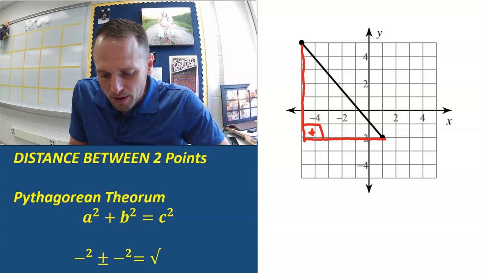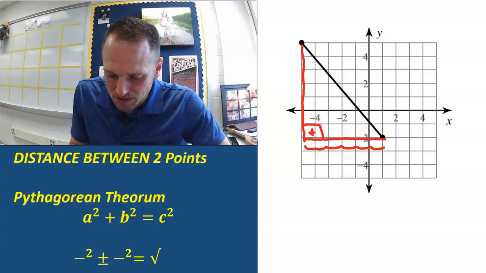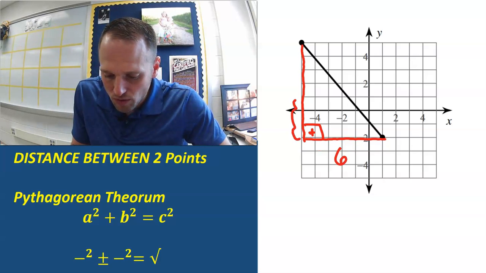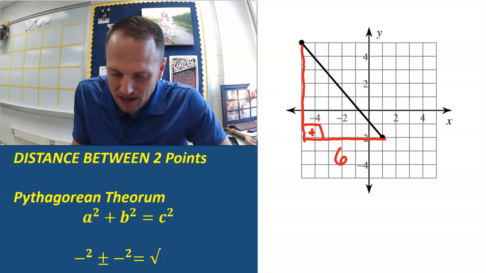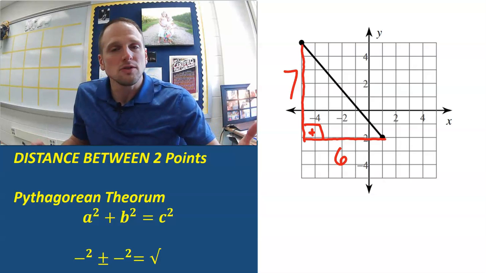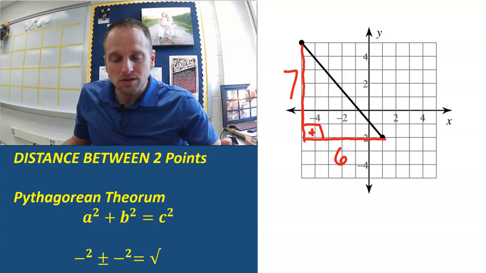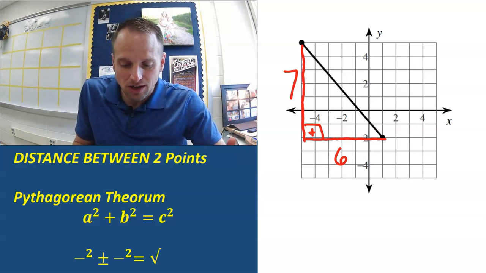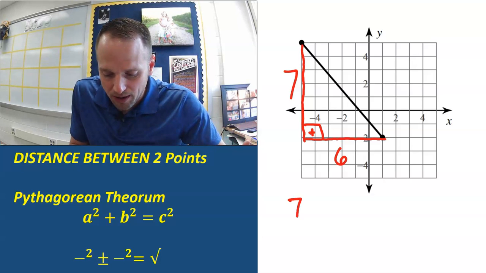Okay, so let's see. How far is this on the bottom? 1, 2, 3, 4, 5, 6. It's going to be 6 on the bottom. And how far up the side? 1, 2, 3, 4, 5, 6, 7. So I'm going up the side 7. So I've got a right triangle. Once again, one side is 6, one side is 7. They're touching the right angle. This is an addition problem.